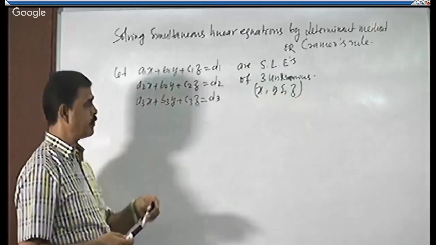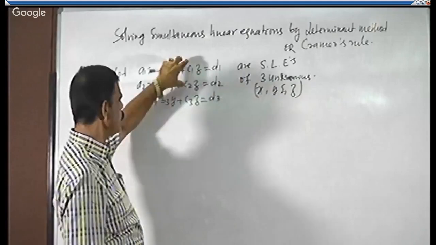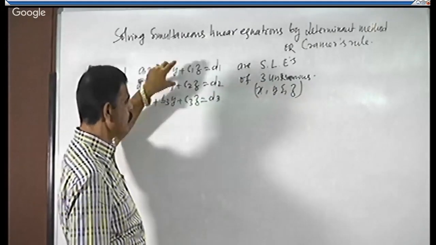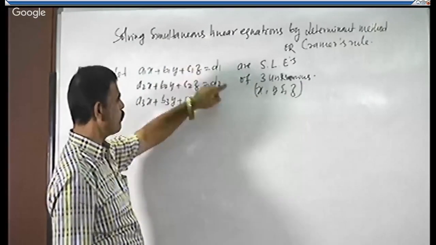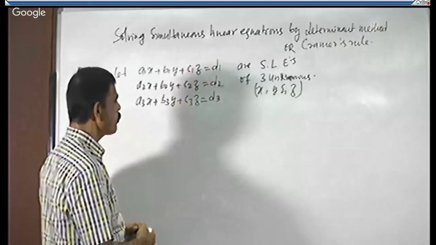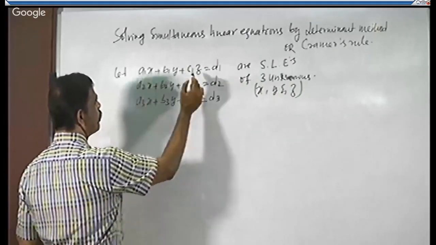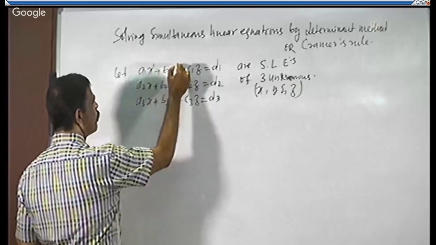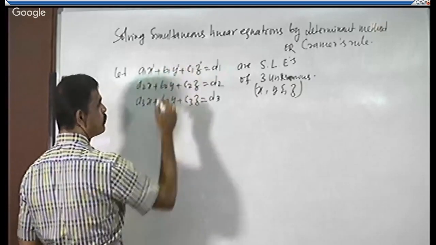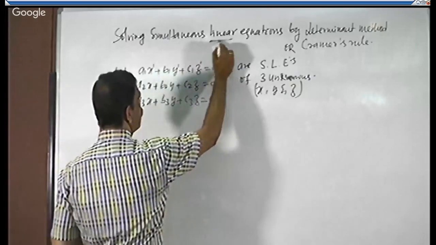Simultaneous equations depend on the unknowns. If we have two unknowns, we will write only two equations. If there are three unknowns, we will write three equations. If there are four unknowns, we will write four simultaneous equations. These are the simultaneous equations of three unknowns having degree of unknowns is 1, right? Therefore, they are called linear equations.